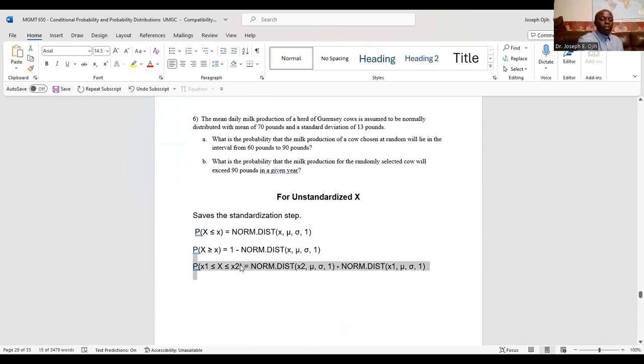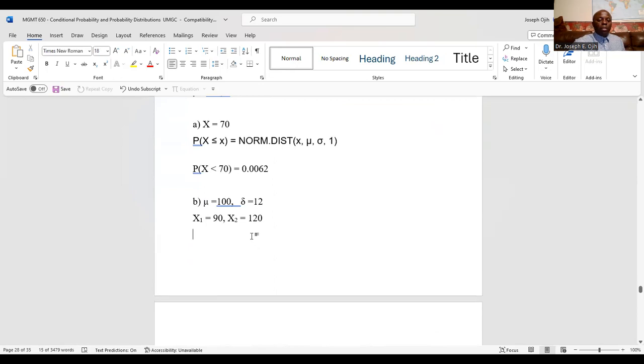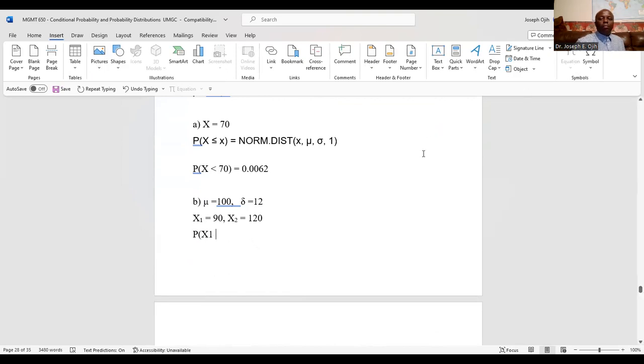So I'm going to copy it, and you're going to be using it for this. The probability of X1 less than X, then less than X2, equal. So now I'm going to go to the Excel file and put these numbers in, and then we'll calculate it. The mean is 100, standard deviation is 12, X1 is 90, X2 is 120. Let's put it in and get our answer right away.